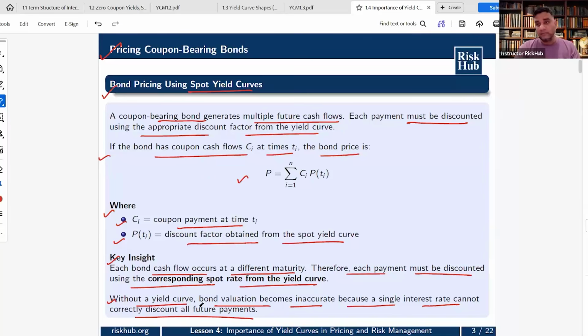So the slide basically applies slide number 2 to a bond that pays several times. That is what is given: P equals the sum from i equals 1 to n of C_i times P(T_i). The formula says the bond price is the sum of every future cash flow, each multiplied by the discount factor for its own payment date. C_i is the cash flow paid at time T_i. T_i is the date of the ith payment in years, and n is the number of payments. P(T_i) is the discount factor read off the spot curve at that date. It is used because the payments arrive at different times and each time has its own rate. The slide's point is that one flat interest rate cannot correctly discount payments made on different dates. The curve can.